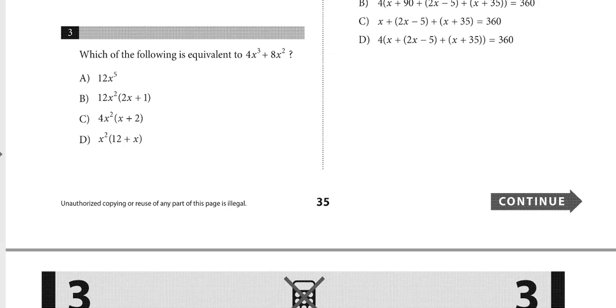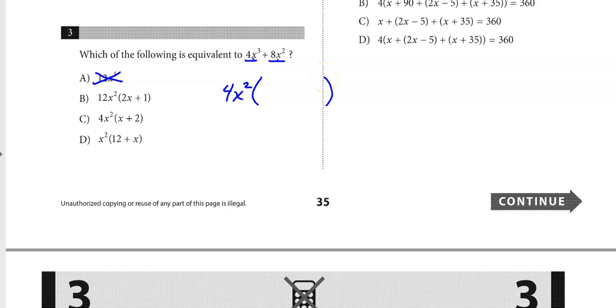So remember, you cannot combine these. X cubed and x squared are not like terms, so you cannot combine them to get 12x to the 5th. Not allowed to do that. But what I could do is 4 goes into both of those numbers. And I also could factor out an x squared. There's 3 x's here, 2 x's here. The most I can pull out is 2 of them. So I'm going to factor out a 4x squared.